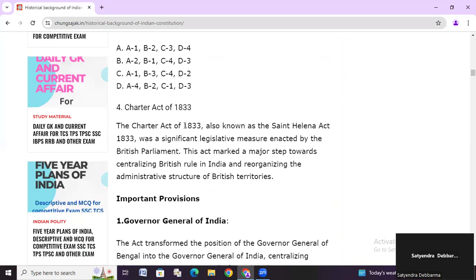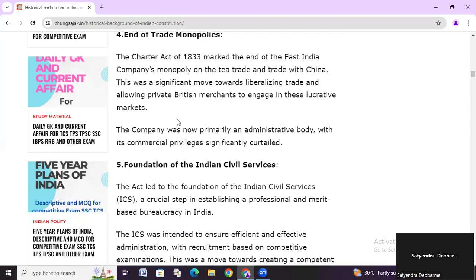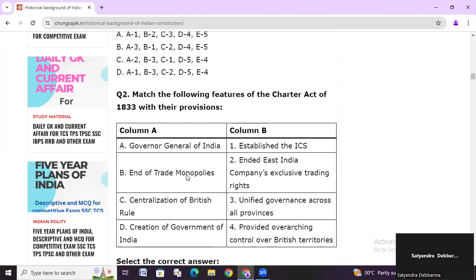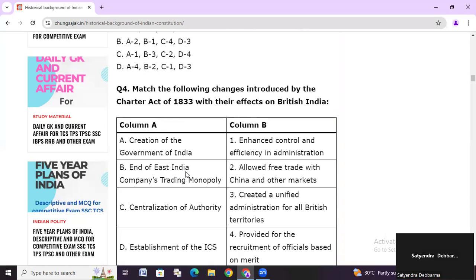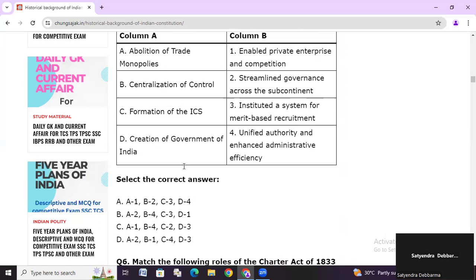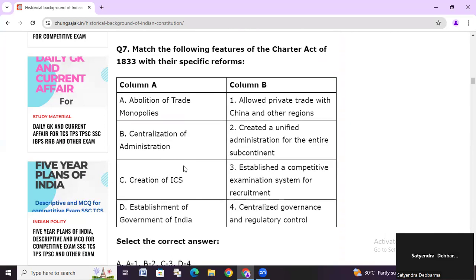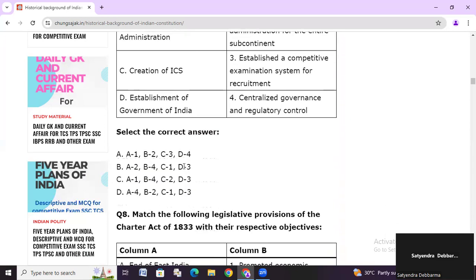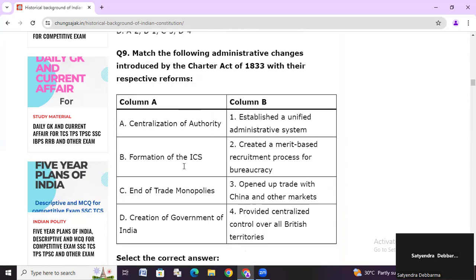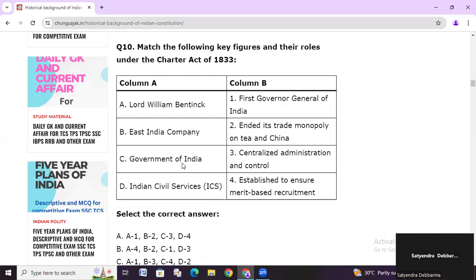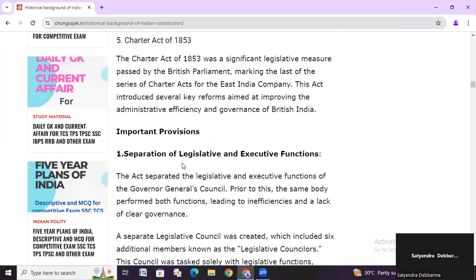See, Charter Act 1833, explanation and MCQ. SSC CGL and UPSC based, that means pattern questions. Most important, that means suggested questions for SSC CGL and UPSC exam. Civil service, IAS, IPS, civil service exam.